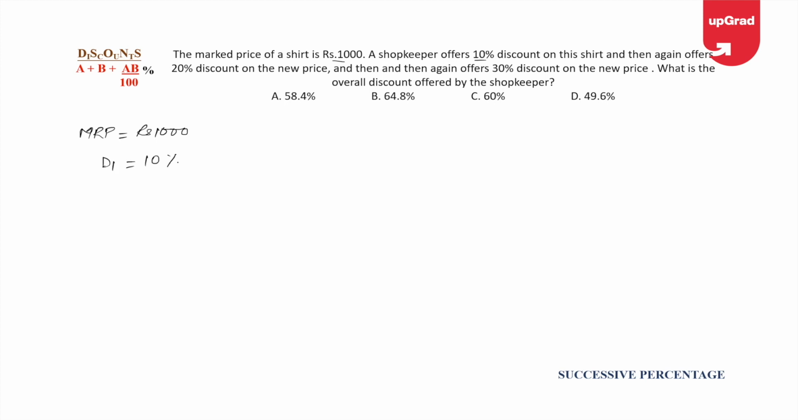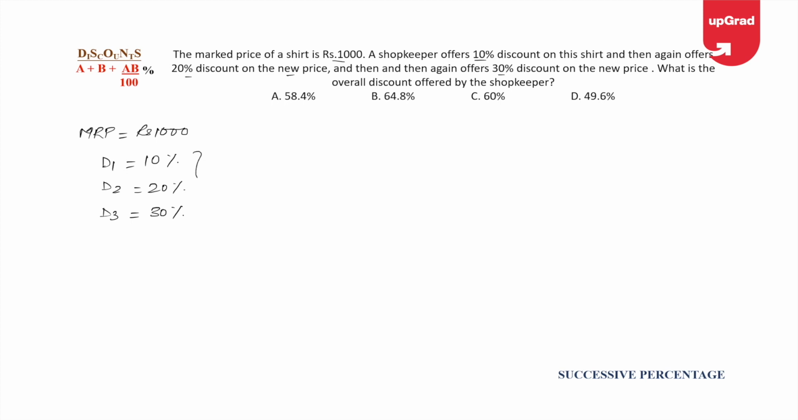And then again offers a discount of 20% on the new price. So the second discount is 20%. Wonderful. And then again offers 30% discount on the new price. Okay, so there's one more discount of 30%. What is the overall discount offered? Now, there have been three cases wherein the discount was offered. 10%, 20% and 30%. And the question is, what is the overall discount?